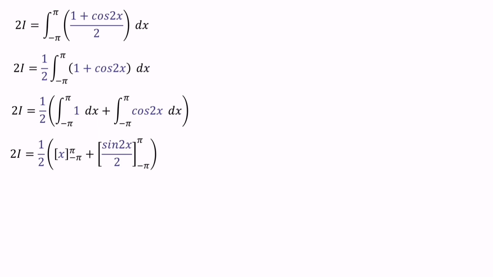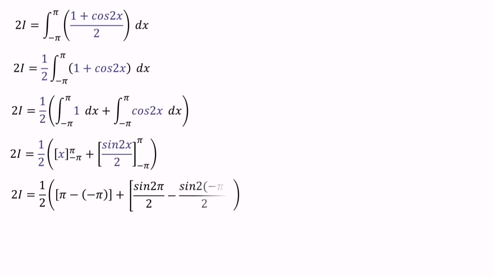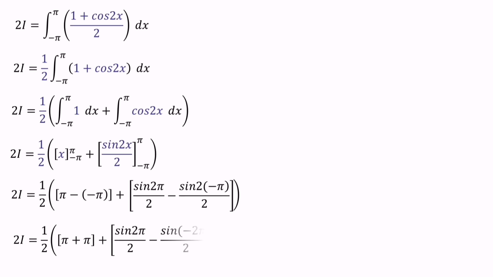Finally, we need to substitute the upper limit and lower limit into these answers. For the first one, x, we can write pi minus minus pi. In the second one, sin 2 pi over 2 minus sin of minus 2 pi over 2. Now we have 2I equal to half of pi plus pi, plus sin 2 pi minus sin minus 2 pi over 2.